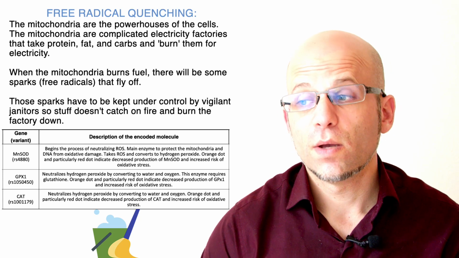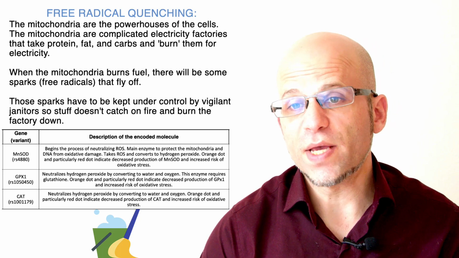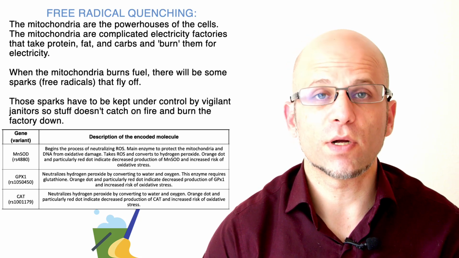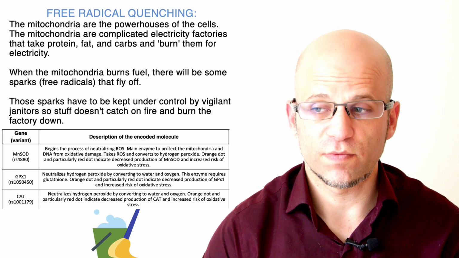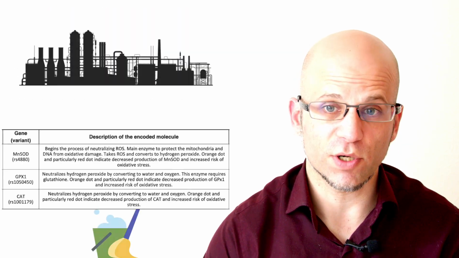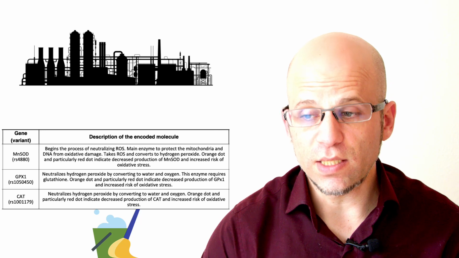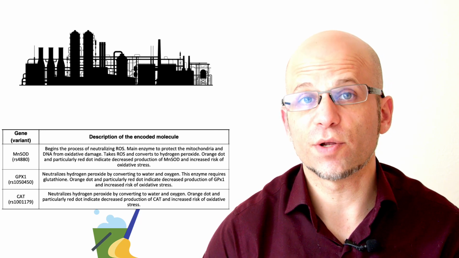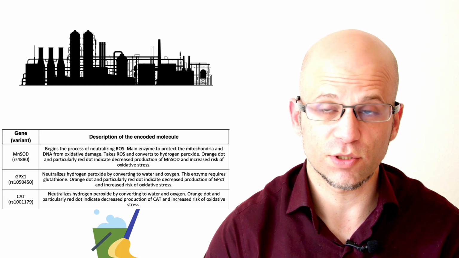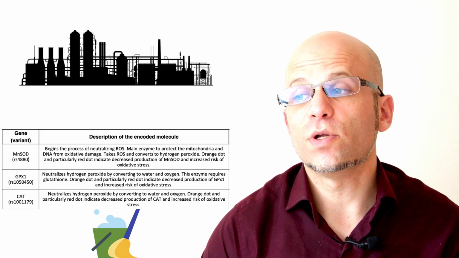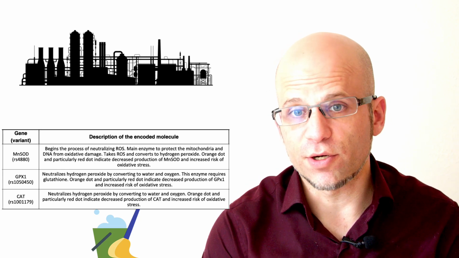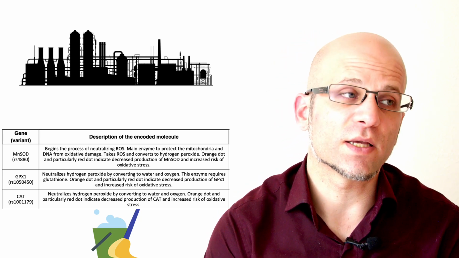I do, but the basics are that enzymes are made in the mitochondria, your electricity factory, to put out all these sparks. Your ability to put out the sparks is very important, and it's genetically determined as long as you have enough of the substrates and nutrition to build them. So there are three genes, one for each of the types of janitors: MN-SOD, GPX1, and CAT.